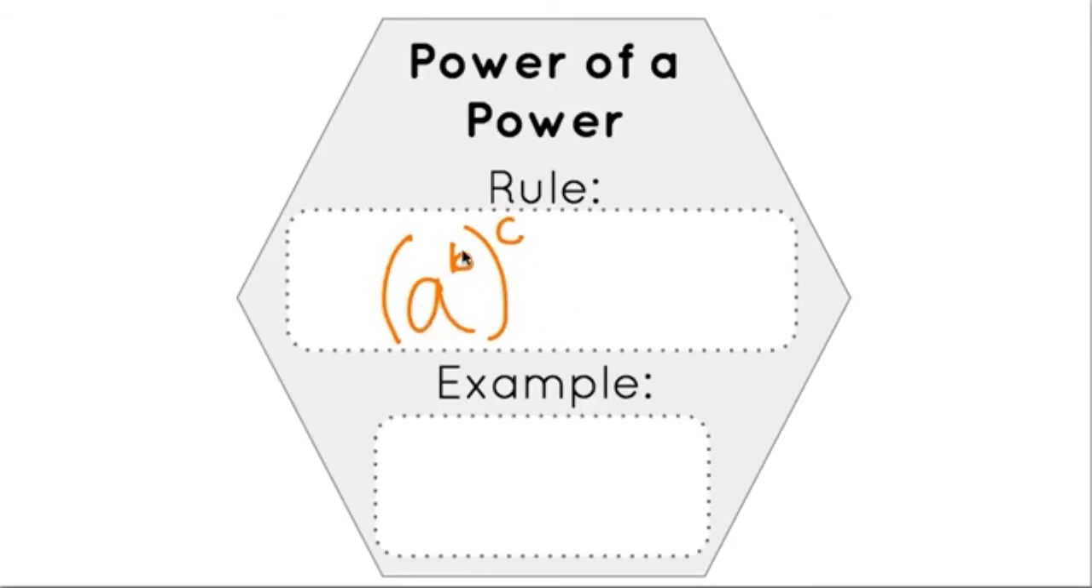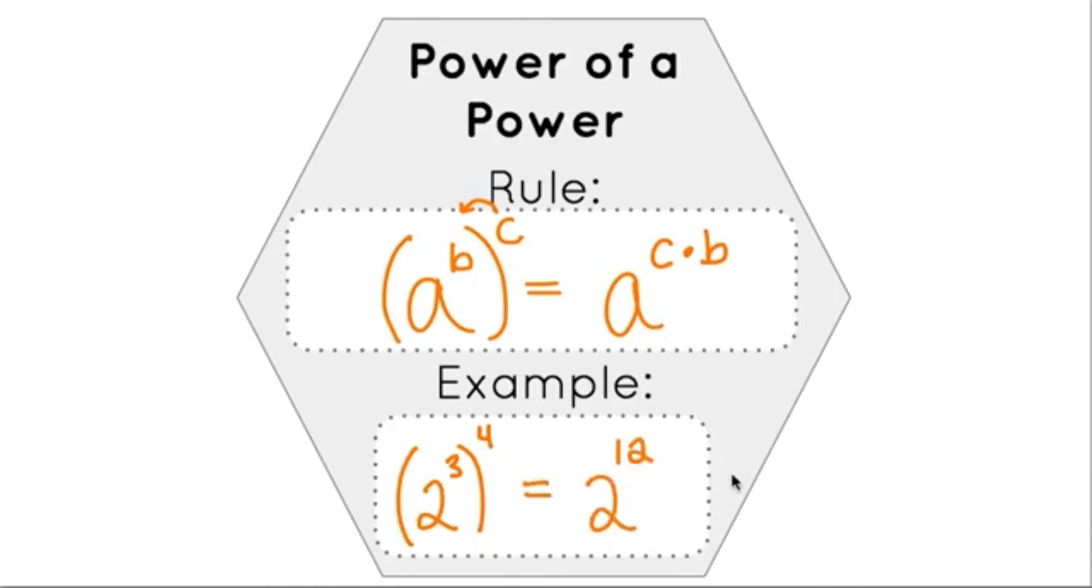So this was a power to another power. And what we did with this was, when you have power to a power, it's kind of like the outer power distributes inside. And so you get a to the b times c. Or actually, let me say c times b, and you'll see why in a few minutes. Okay, so for example, if you had 2 to the 3rd power to the 4th power, you would end up with 2 to the 12th power.